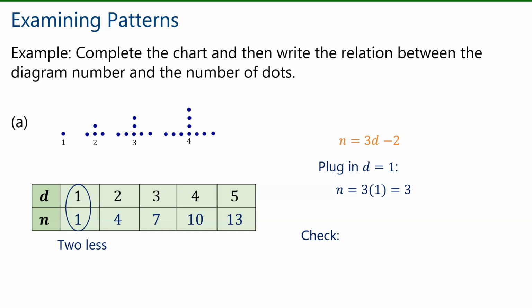Now, as mentioned in the last video, it's always important to check. So let's do that here. n equals 3d minus 2. Let's plug in any one of the other values. 4, for example. 3 times 4 is 12, and 12 take away 2 gives you 10. Now you can see that that does correspond with the table, meaning our equation is correct.